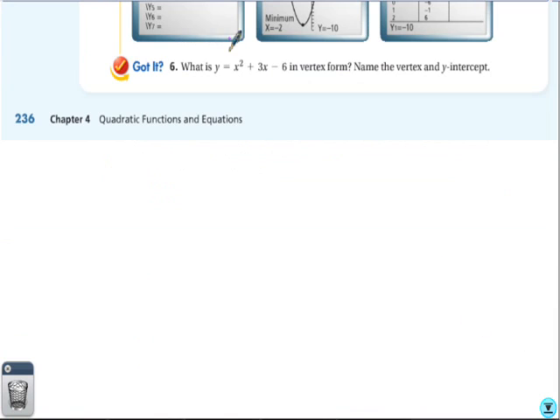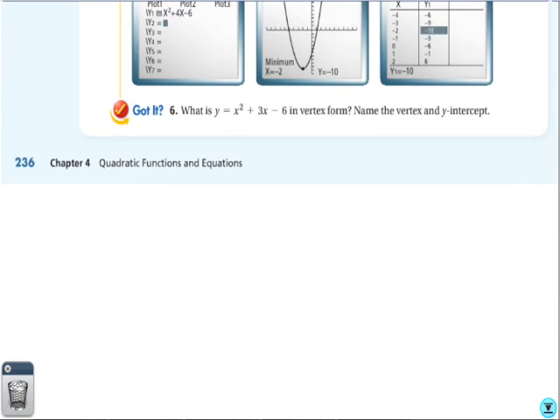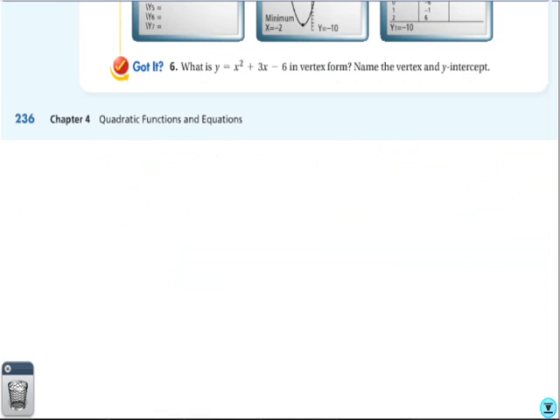So let's take a look at doing one of those. We'll do this one together. So we're looking for the vertex and the y-intercept. We know the y-intercept right away is 0, negative 6, because there it is. Well, let's do vertex form.